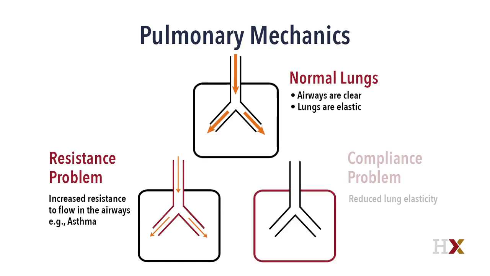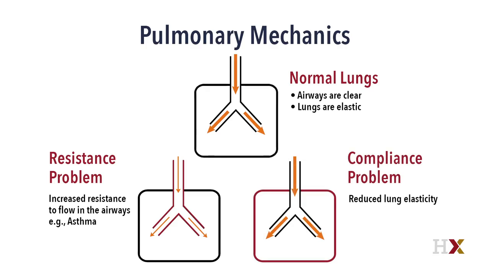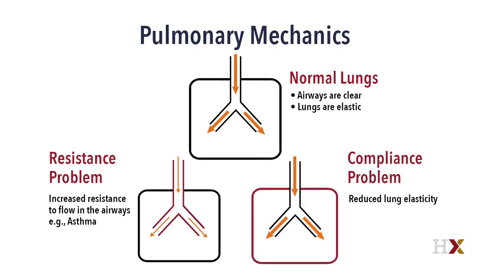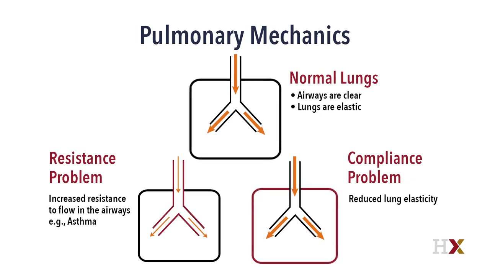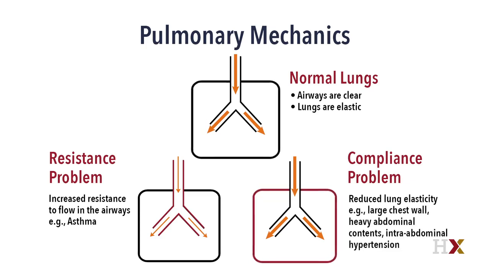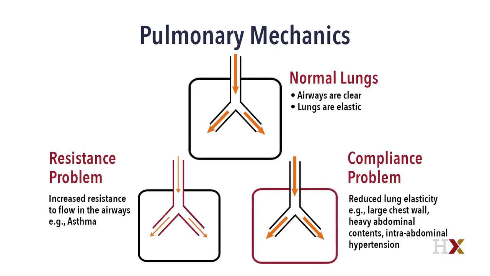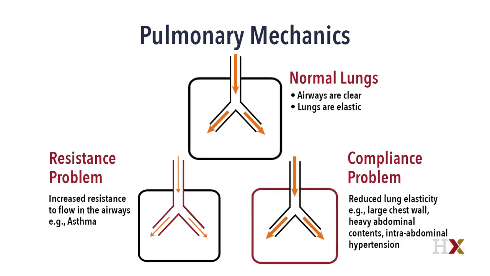Conversely, there are patients who have compliance problems. Their airways are fine, they have no problem with flow, but the lungs themselves are stiff, they're edematous, they don't inflate very easily. Those are patients who have a compliance problem. You can also see compliance problems in patients who have a large chest wall, heavy abdominal contents, intra-abdominal hypertension, anything in the pulmonary system that creates that heaviness in the lungs or the chest wall will lead to a compliance problem.